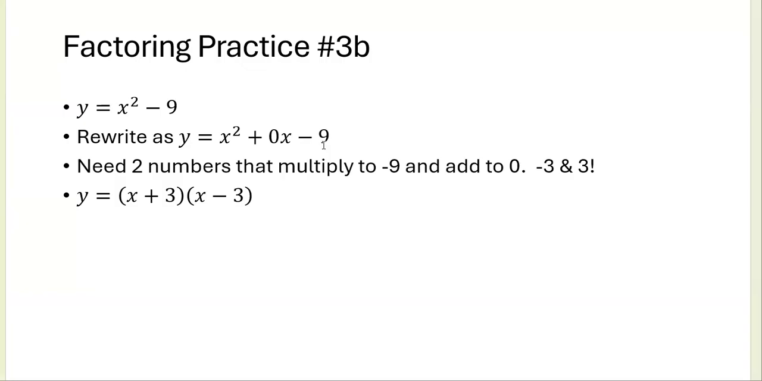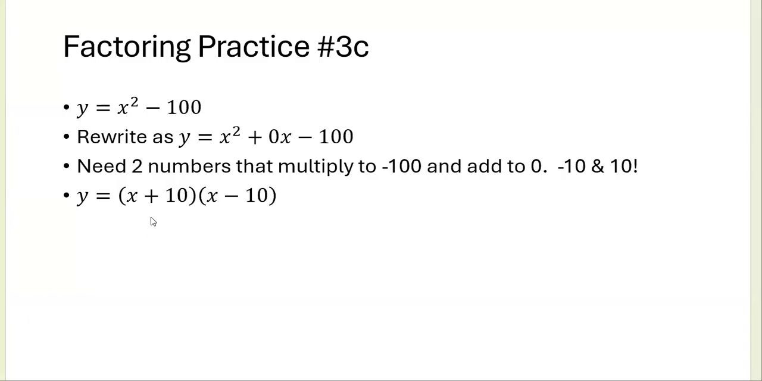So we want two numbers that multiply to negative 9 and add to 0, by the way. If they multiply to a negative number, that means one of them must be positive, one of them must be negative, yeah? And if they add to 0, then they must be of equal magnitude. Think about it. Equal magnitude. 3 and negative 3, just opposite sign. Okay? So it's x plus 3, x minus 3 in factored form.